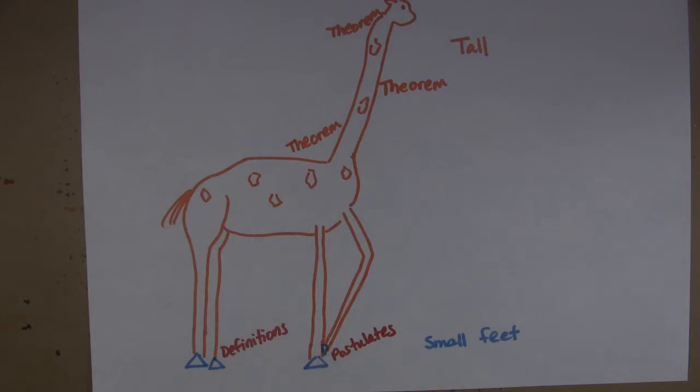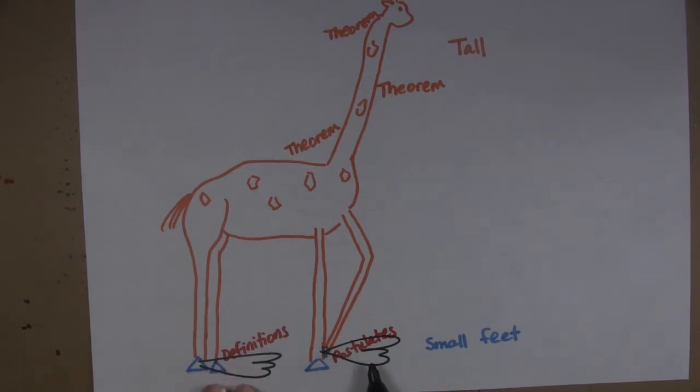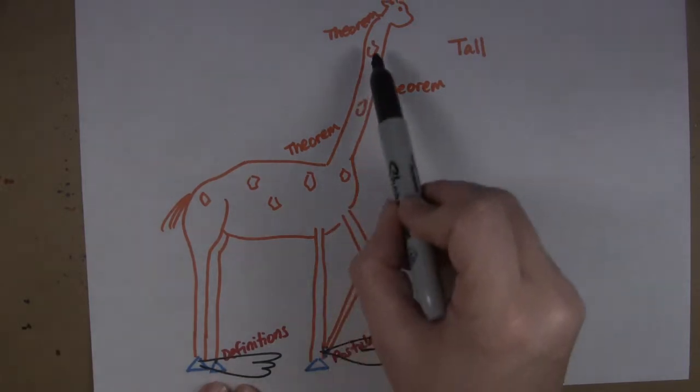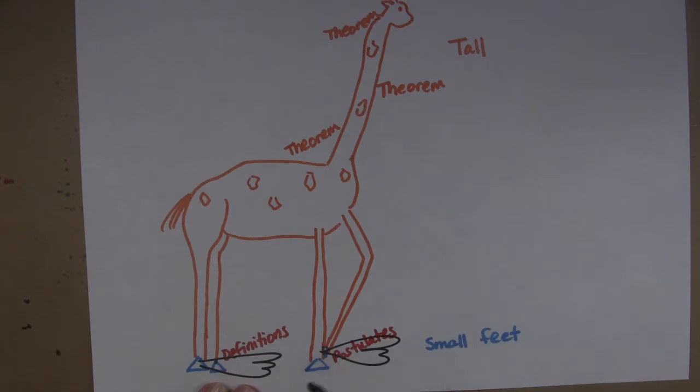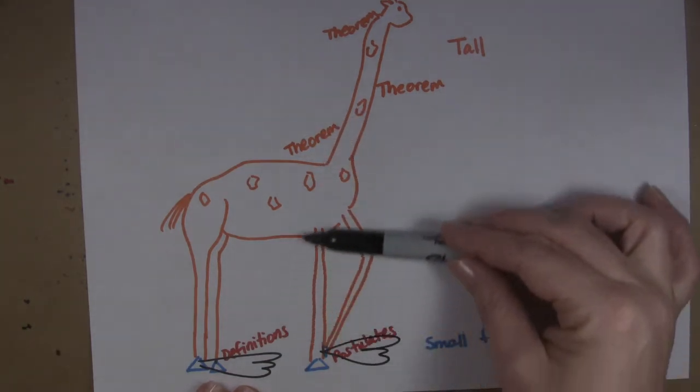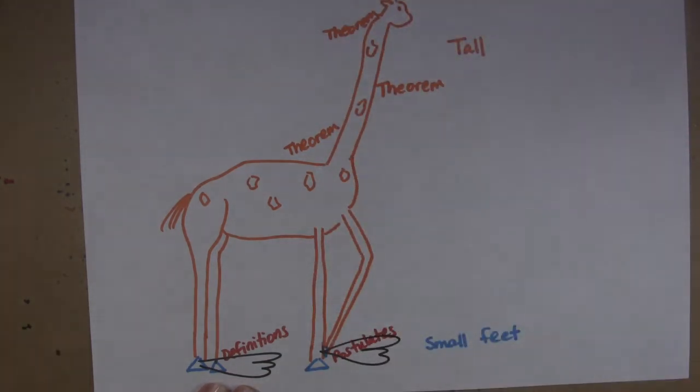Okay, here's what we don't want. We don't want a lot of definitions and postulates, because if we have a lot of them, then that makes all of this kind of clunky and fat. We don't want that. We want to have a nice, tall, skinny giraffe. Now, what does this mean?